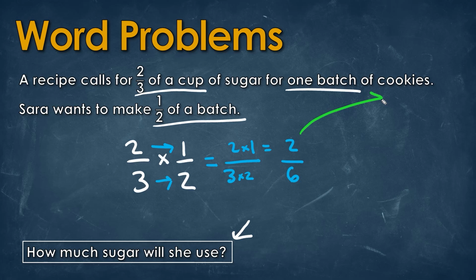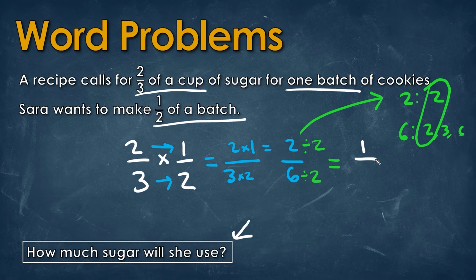Then we'll test to see if there is a greatest common factor. So we'll have 2, which can be divisible by 2, and 6, which could be divisible by 2, 3, and 6. Well, they both share 2. So that means that we can divide top and bottom by 2 to simplify our answer. 2 divided by 2 will be equal to 1. 6 divided by 2 will be equal to 3. And that would be our final answer.